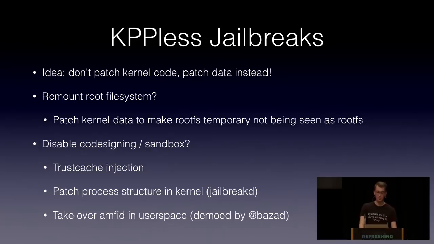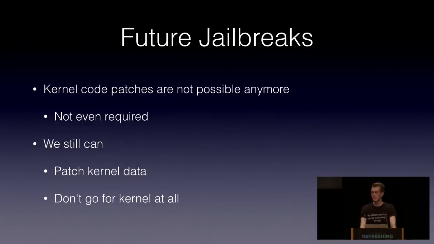And the third approach, demoed by Bazad, was to take over amfid in userspace completely. So if you can get a Mach port to launchd or to amfid, you can impersonate that, and whenever the kernel asks AMFI, is that trusted? You would reply, OK, yeah, that's trusted. It's fine. You can run it. So that way, you don't need to go for the kernel at all. So, future jailbreaks. Kernel patches are not really possible anymore, and they're not even required, because we can still patch the kernel data or not go for the kernel at all.